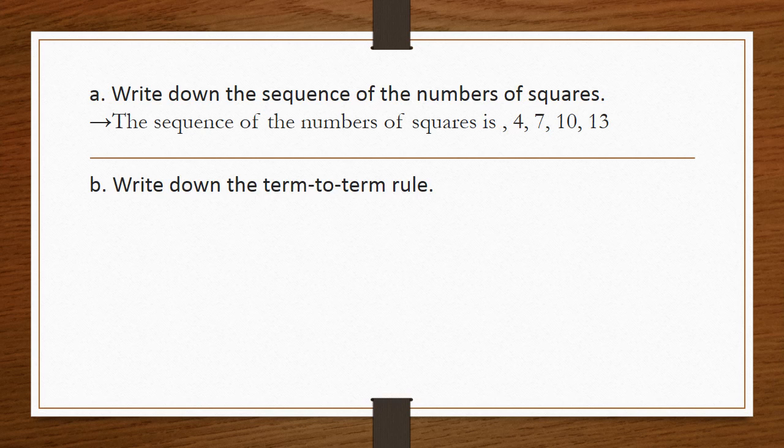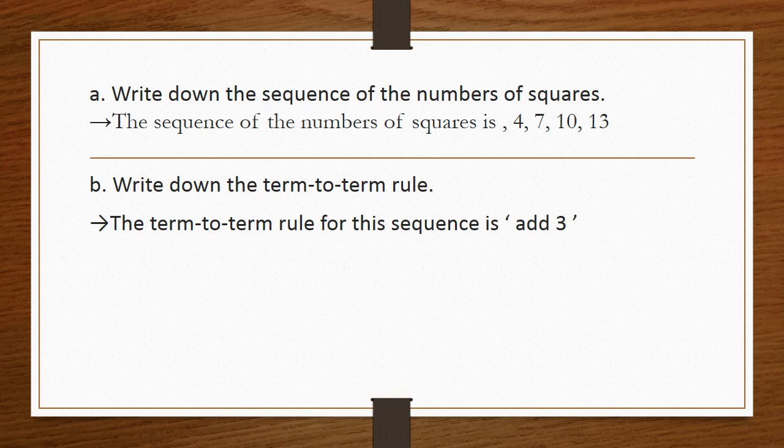So now see what is question number B. We have to write down the term to term rule. Now from what can we find the term to term rule? We have the sequence, right? 4, 7, 10, 13. With the help of that sequence, we are going to find the term to term rule. If we add 3 to 4, we will get 7. Then again we add 3 to 7, we get 10. Then again we add 3 to 10, we get 13. So we can say that our term to term rule is add 3.